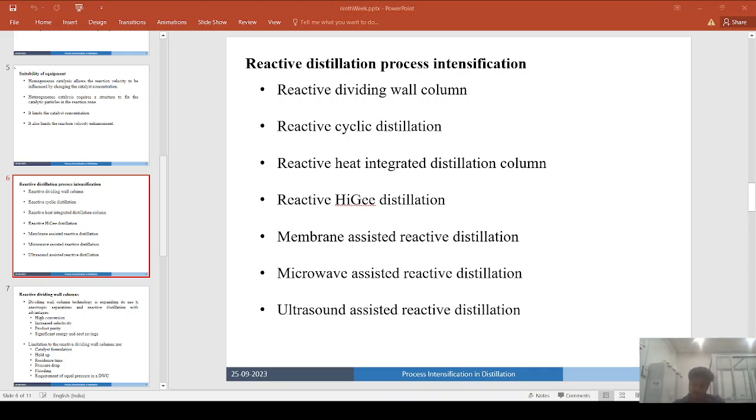Another example is the reactive high G distillation. We discussed quite a lot on the high G distillation setups in the initial weeks, how the high G distillation tower used centrifugal force to perform distillation. Now what if you can combine a reaction unit operation with the high G distillation system? That would perform even better. So that is the idea of developing a novel reactive high G distillation tower, which is abbreviated as R high G.